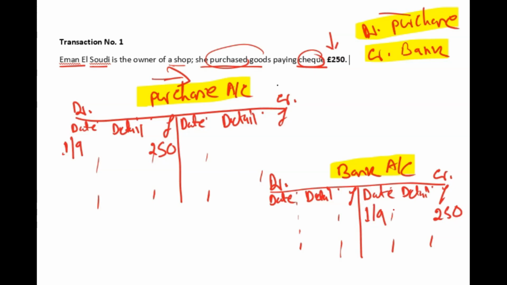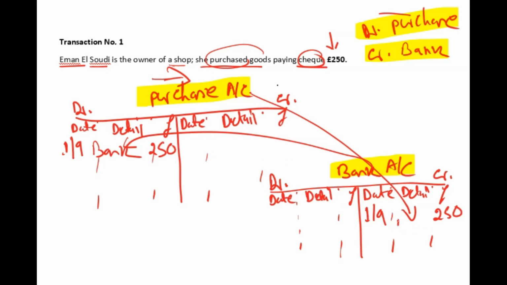You just need to do the detail. What do you write into the detail column? The rule says you need to write the opposite account's name. That means in the purchase account, you write bank, and in the bank account, you write purchase. And that's done. Your debit and credit for transaction 1 is done. We have quite a few transactions in this particular video. Go to the next one.